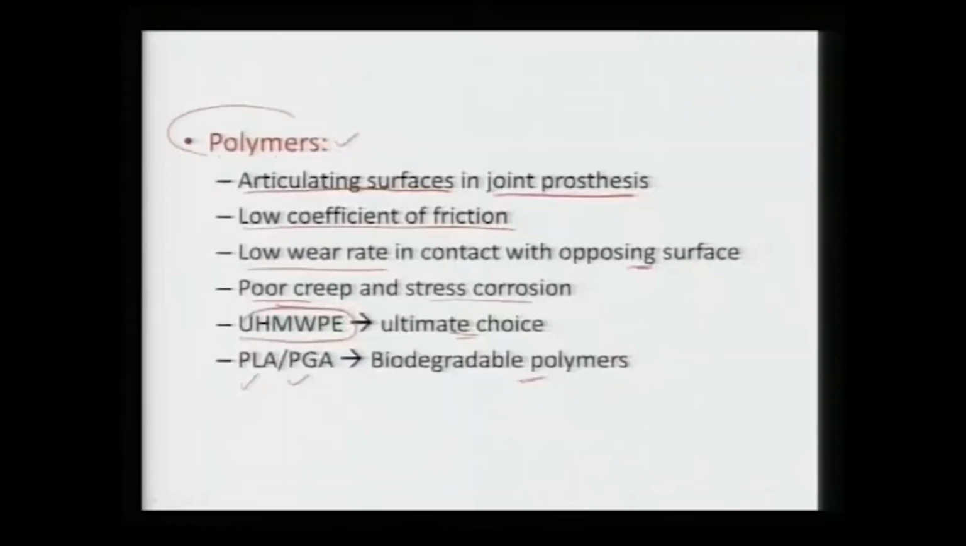So we can see polymers for orthopedic applications are very good, basically serving at the articulating surfaces in the joint processes. They possess a low coefficient of friction, they have a lower wear rate, they require a low wear rate in contact with the opposing surface, but the problem with them is they generally have poor creep resistance and poor stress corrosion resistance. But eventually ultra high molecular weight polyethylene has emerged as the ultimate choice for the acetabulum, and it enhances the life of the orthopedic implant.